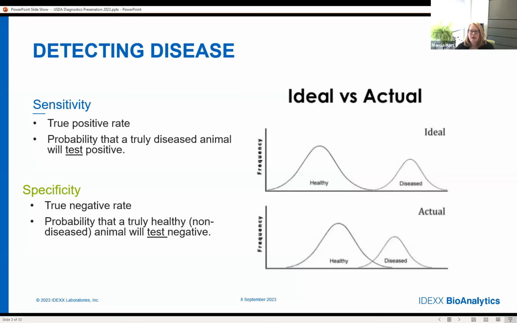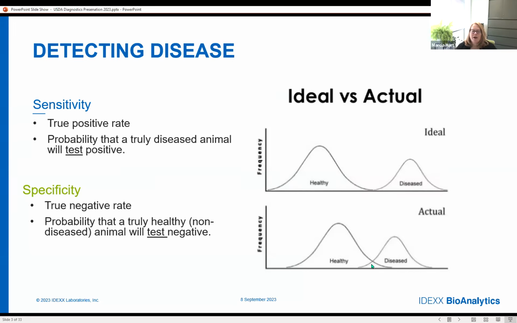So first, as a bit of background, it's important to remember that when we look at a group of animals, there's really no true ideal population. In a perfect world, we would have a population of very discretely identified healthy animals and discretely identified diseased animals. But in reality, there's an overlap between healthy and diseased animals. And this is the area that is extremely important when designing a diagnostic test.